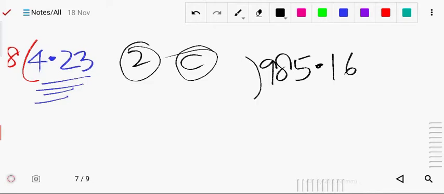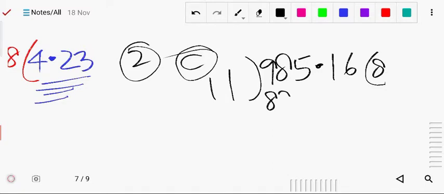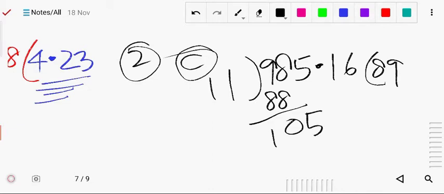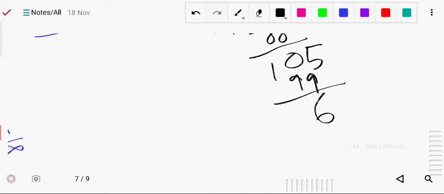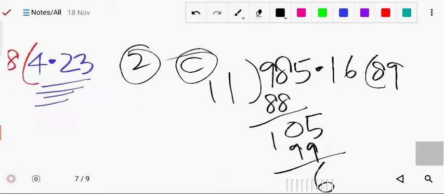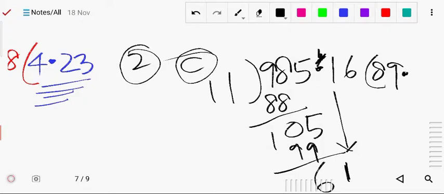There was 985.16 and you have to divide by 11. So how many times? You can divide 8 times first, so it will be 88. Okay, now you can write 0 1. Now this 5 will come. Now how many times? 9 times again, so it will be 99. Then you will subtract, so you will get 6 here. Now next 1 will come, but before this the point is there, so you can put the same point here.